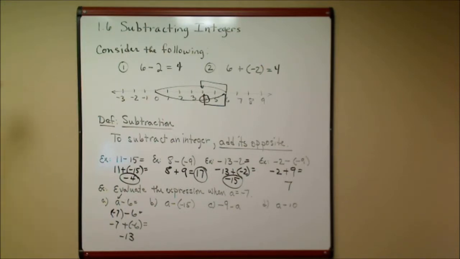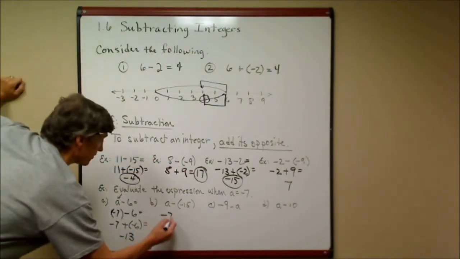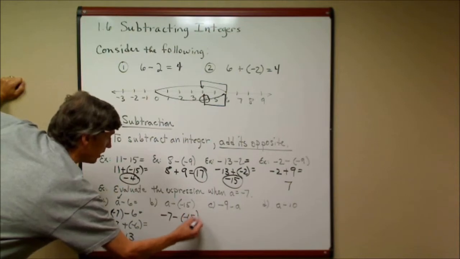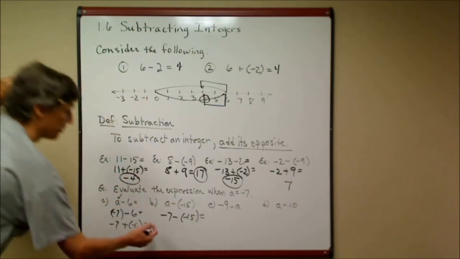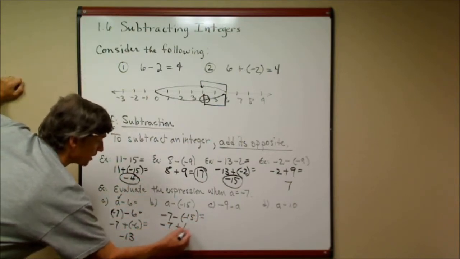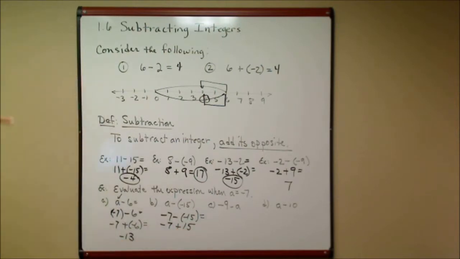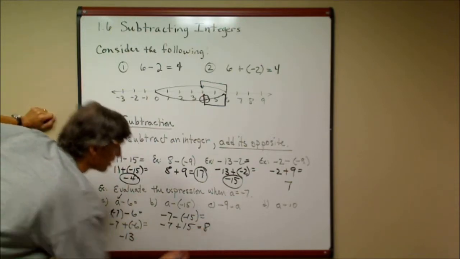Over here, I'm going to substitute in. I get negative 7 minus a negative 15. This is where I'm going to change it into an addition problem. Negative 7 plus a positive 15, adding the opposite. One of each. Subtract their absolute values, take the sign of the larger, I'm going to have a positive 8.